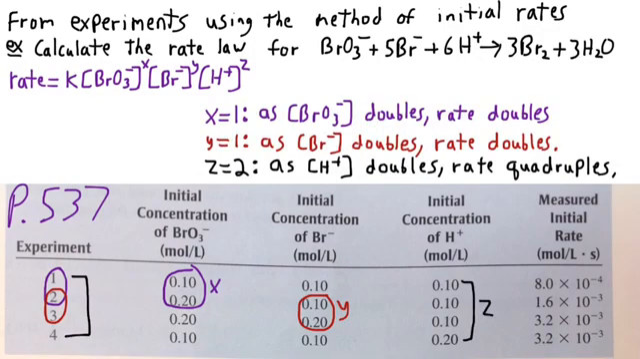And finally, we can look at experiments 1 and 4. So the H plus concentration is doubling, and the rate is going from 8 times 10 to the negative fourth to 32 times 10 to the negative fourth, so that's quadrupling. So since 2 squared is 4, that means that if H plus doubles and rate quadruples, the reactant order is 2.